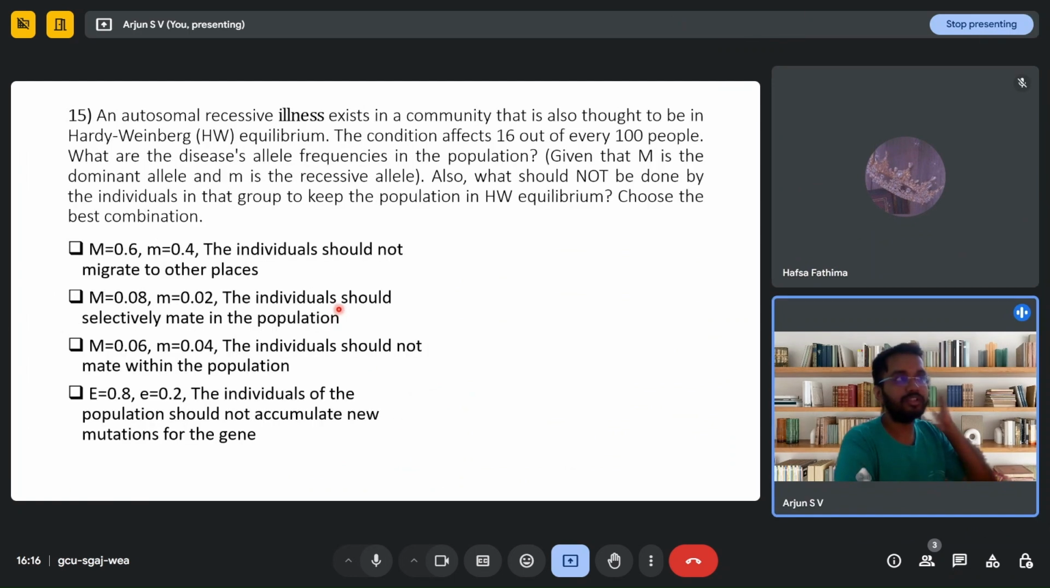So last question, same. You have to use the same Hardy-Weinberg equilibrium, but in a different way. An autosomal recessive illness exists in a community that is also thought to be in Hardy-Weinberg equilibrium. The condition affects 16 out of every 100 people. So it is autosomal recessive, so it affects only 16 out of 100 people. What are the disease allele frequencies in the population? Also, what should not be done by the individuals in the group to keep the population in Hardy-Weinberg equilibrium? Choose the best combination.